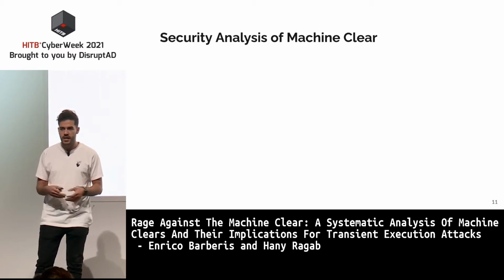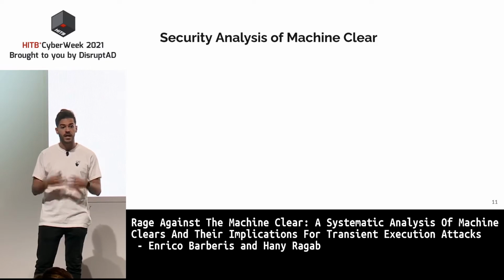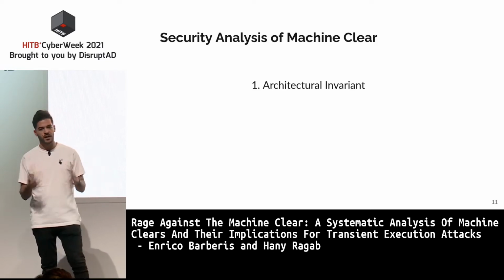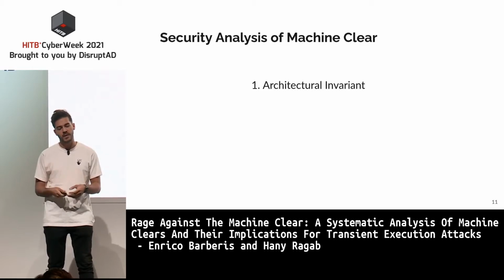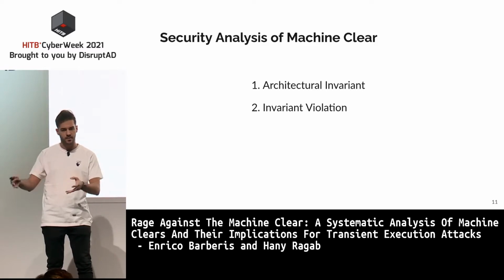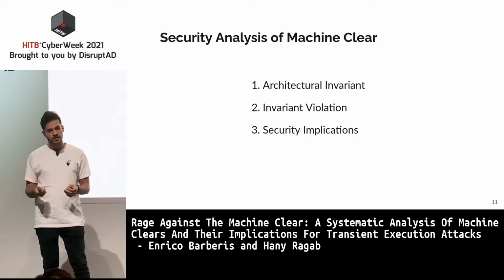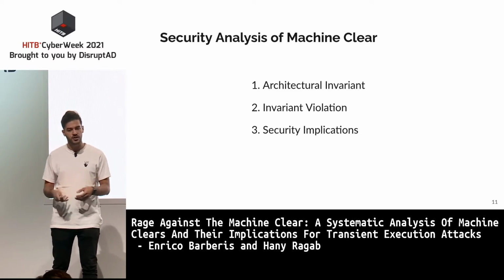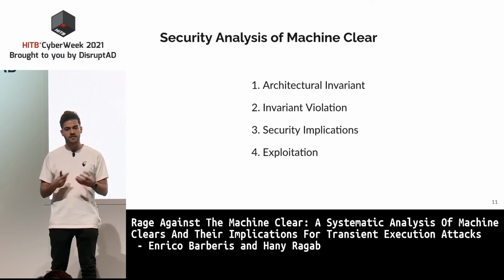So in order to understand all these types of machine clear and how a machine clear can actually work, we first try to understand what is the architecture invariant upon which machine clear is based, how this invariant can be violated and therefore trigger a machine clear or a pipeline flush, what is the security implication of this violation, and finally, how this violation can be exploited.